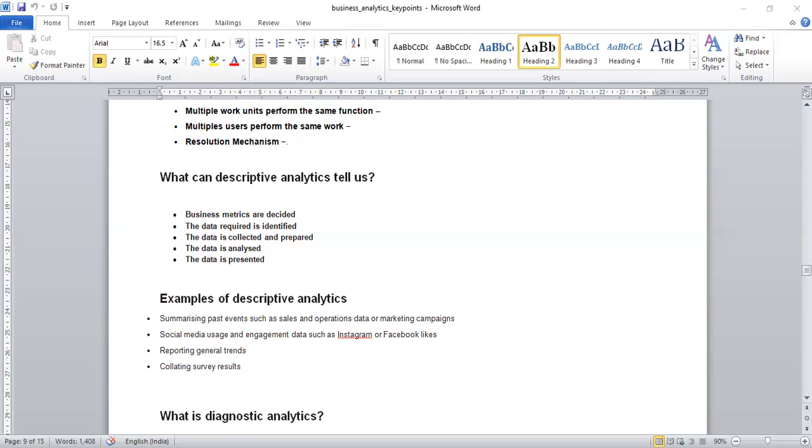Here we need to use just simple math and statistical tools like mean, median, percentage, percentile, quartile. These are the things. We don't need to apply huge algorithms.